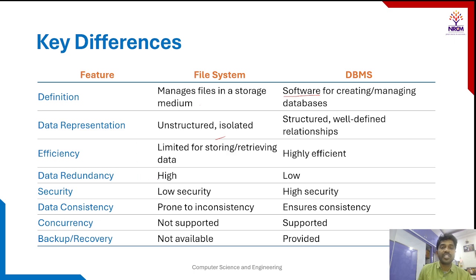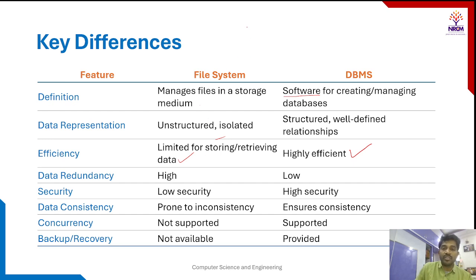And coming to the efficiency, the file system is limited in storing and retrieving the data, but the DBMS is highly efficient. And coming to data redundancy, it is high in the file system and low in the DBMS. Why? For example, if you maintain multiple copies, multiple copies.